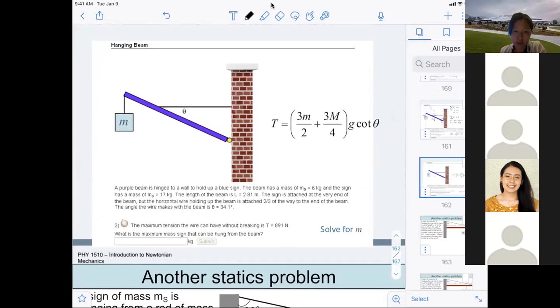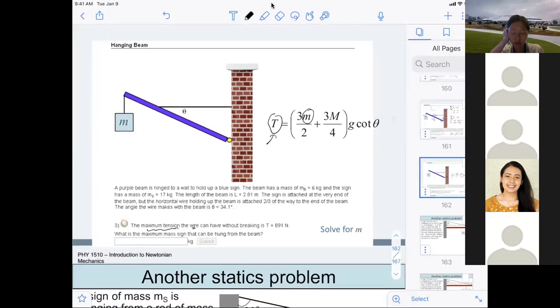The last question has to do with if you have a maximum amount of tension. Think about if you were doing this in more of an engineering design, you know how much force the wire can endure before it breaks. Then from that, you can plug in the maximum tension you can handle. And then that will tell you what is the maximum sign that you are able to put on without breaking the wire, making it safe. So that's really just substituting the maximum tension in this equation, and you can solve for the maximum amount of mass you can put on the beam.